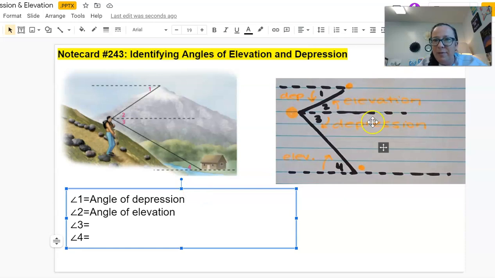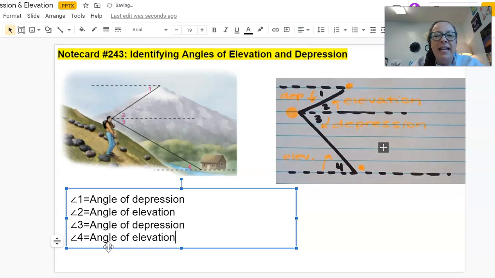I dropped the image that I just did with the document camera in here, and I'm starting to type here. Angle 1 was an angle of depression, angle 2 was an angle of elevation, angle 3 right here is an angle of depression, and angle 4 is an angle of elevation. So you need to be able to identify that and understand that they come from a horizontal line. That's note card 243. Pause me and finish that up.